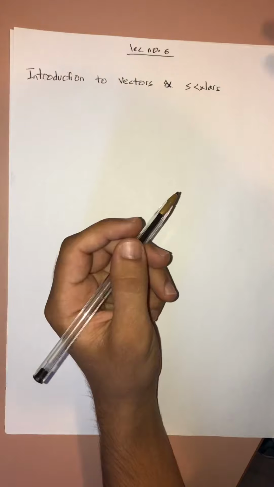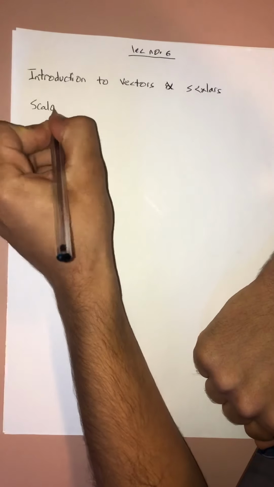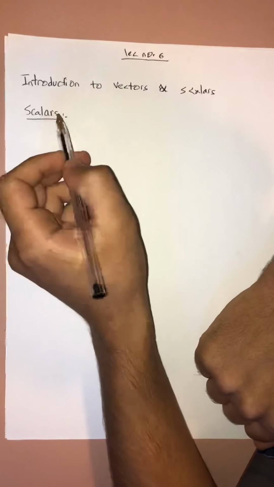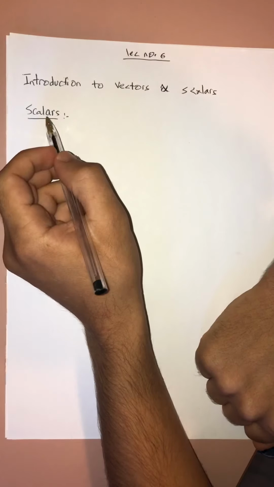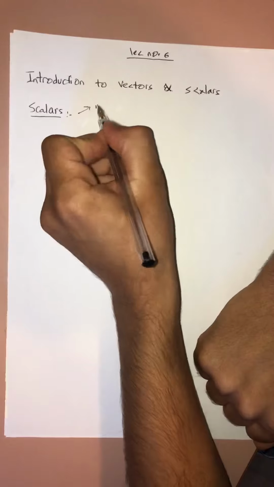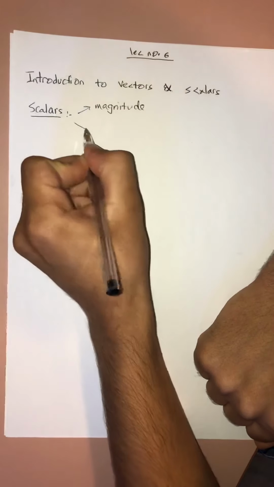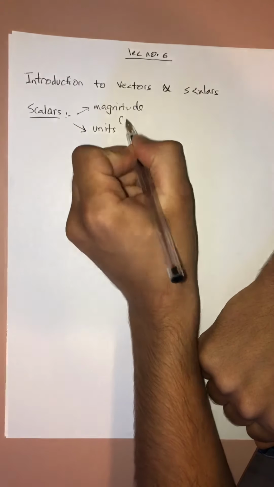Okay, let's begin. So first of all, scalars, because scalars are much easier. Let's have an easy definition of scalars. Scalars are quantities which have magnitude and units, no direction.